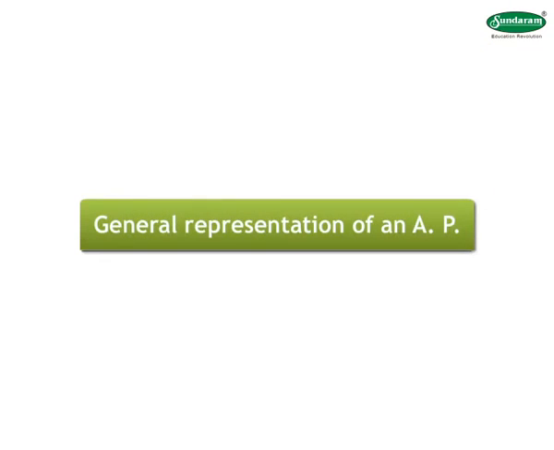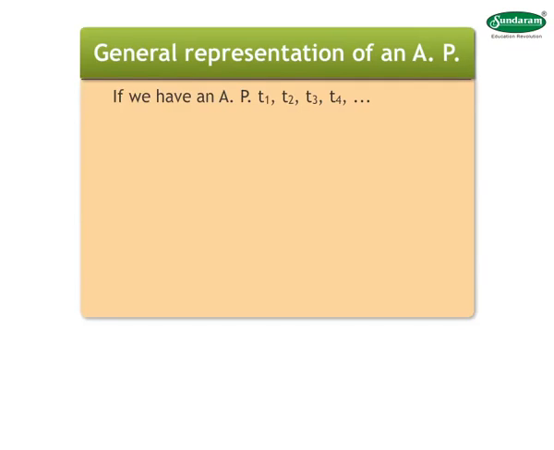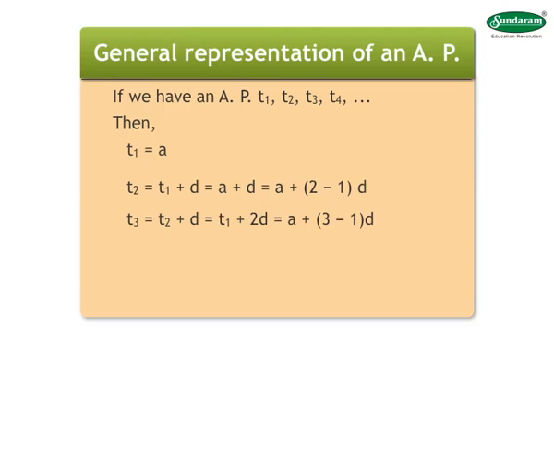General representation of an AP. If we have an AP T1, T2, T3, T4 and so on, then T1 is equal to A. T2 is equal to T1 plus D, which is equal to A plus D. T3 is equal to T2 plus D, which is equal to T1 plus 2D, which is equal to A plus (3 minus 1) into D. T4 is equal to T3 plus D, which is equal to T1 plus 3D, which is equal to A plus (4 minus 1) into D.